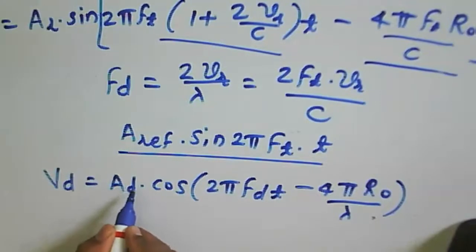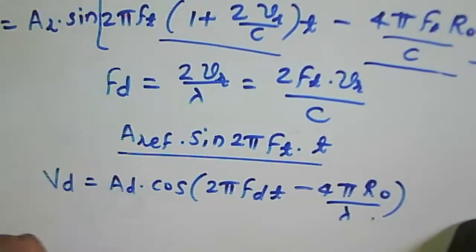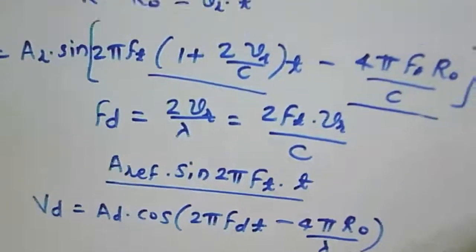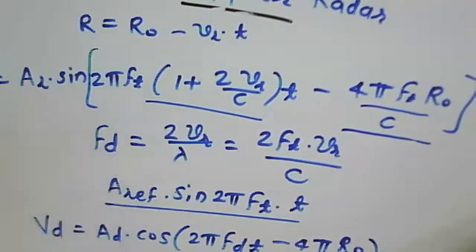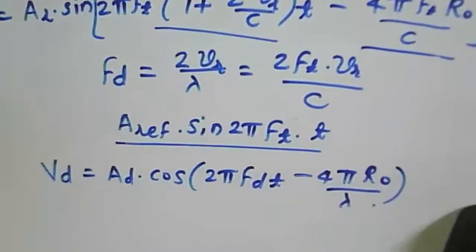And this AD is nothing but the amplitude of whatever difference signal we are receiving. Instead of a sine here, we are now writing in terms of a cosine; we are just replacing one. And that plus or minus sign depends upon whether the object is receding from the radar or approaching the radar. So this way we get that particular signal.